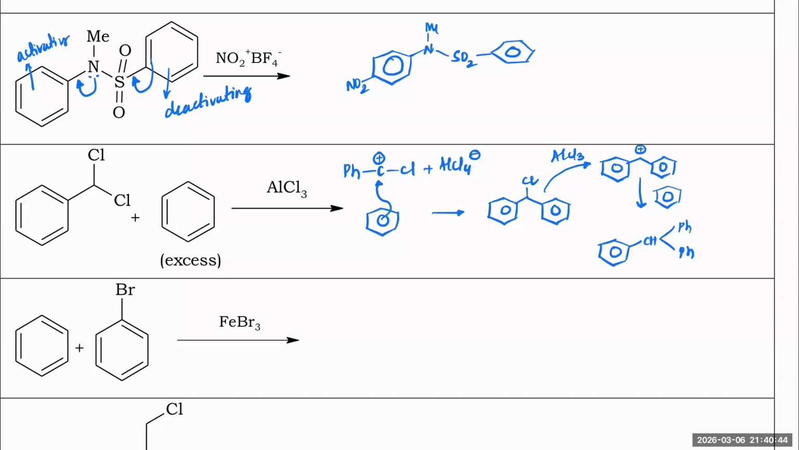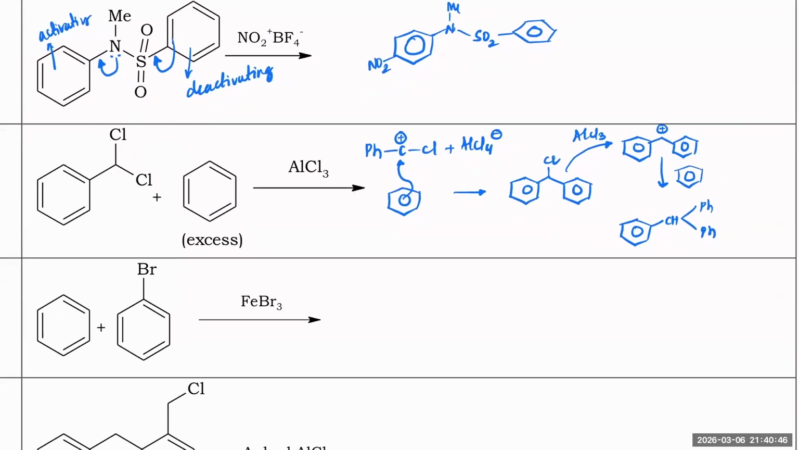So three phenyl rings. This is a very standard JEE question asked: the degree of unsaturation of the final product. So what is the degree of unsaturation in the final product? We have three benzene rings. Each ring will offer 4 degrees of unsaturation. So 12. So 12 is the degree of unsaturation in this case.